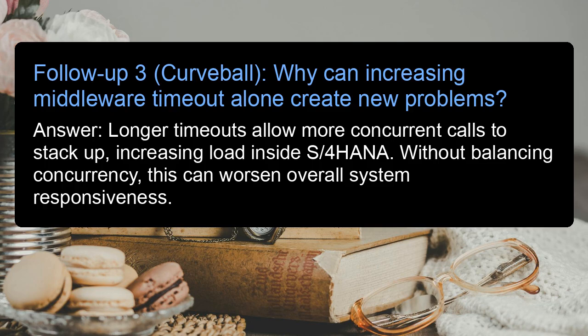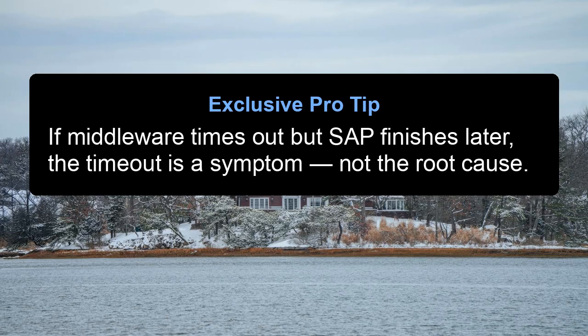Follow-up 3. Curveball. Why can increasing middleware timeout alone create new problems? Answer: longer timeouts allow more concurrent calls to stack up, increasing load inside S/4HANA. Without balancing concurrency, this can worsen overall system responsiveness. Exclusive pro tip. If middleware times out but SAP finishes later, the timeout is a symptom, not the root cause.